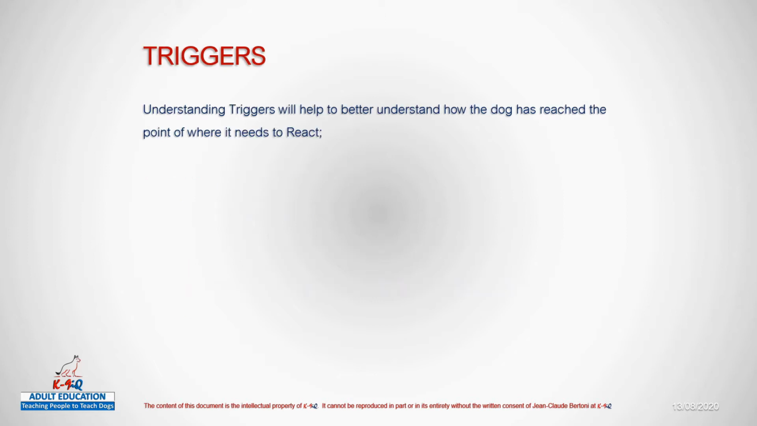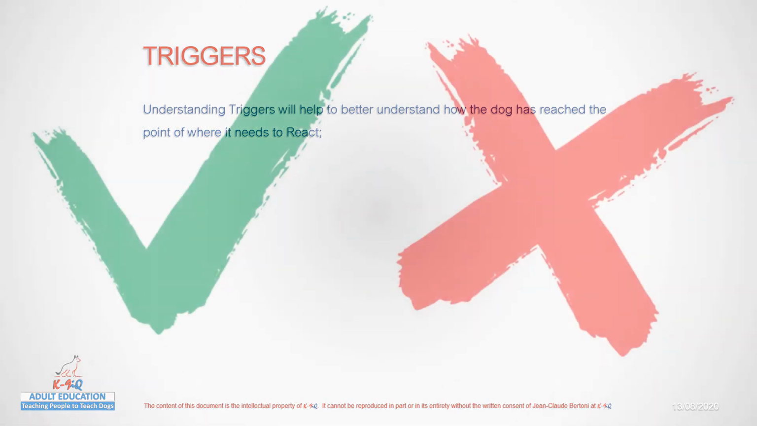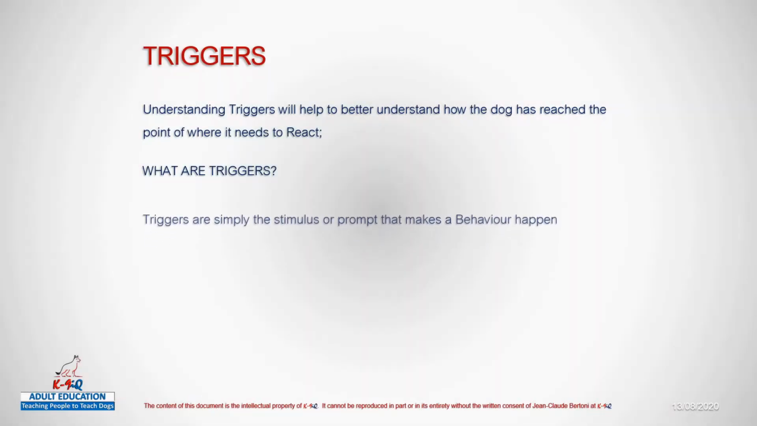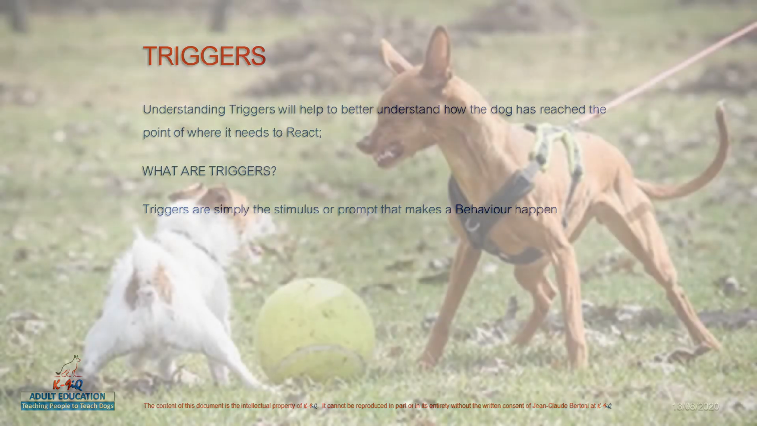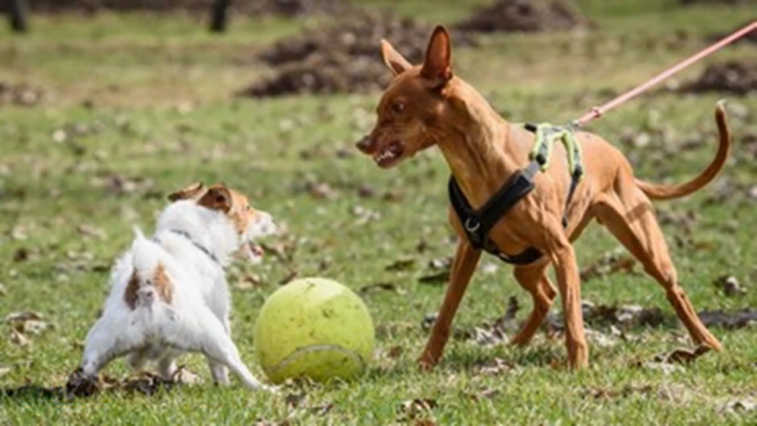The next area that I'd like to cover is triggers. Understanding what triggers are will help to better understand how the dog has reached the point where it feels or believes that it needs to react in any given situation. So, what are triggers? Triggers are simply the stimulus or a prompt that makes a behavior happen.